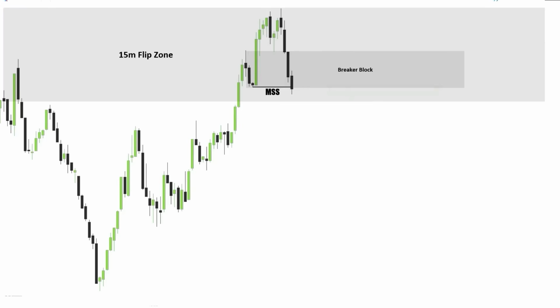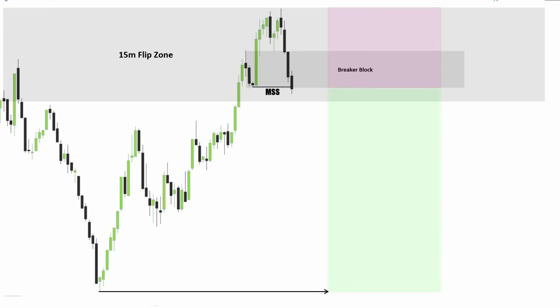With these confirmations in place, we can expect price to pull back to the breaker block before continuing downward toward sell-side liquidity. Next, I'm placing my entry at the lowest point of the breaker block with my stop loss just a couple of pips above the higher high. For take profit, I'm targeting the sell-side liquidity below this swing low.